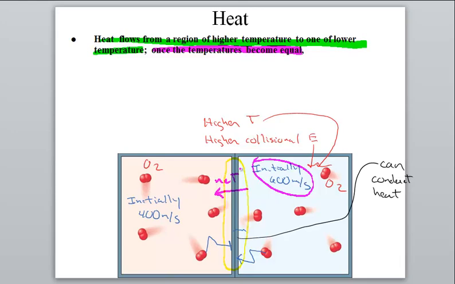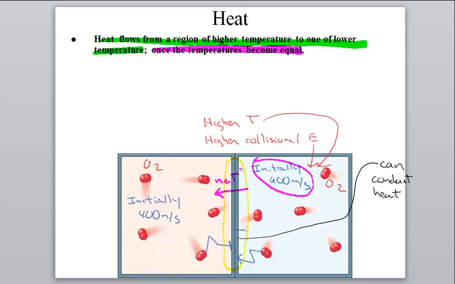Eventually, because of these random collisions, you'll have a homogeneous transfer of energy from one side to the other. It doesn't mean molecules stop colliding, but the net is the transfer of energy, the transfer of heat from one side to the other. The net transfer is zero when the temperatures on both sides are the same, when the velocities of the oxygen molecules are the same.